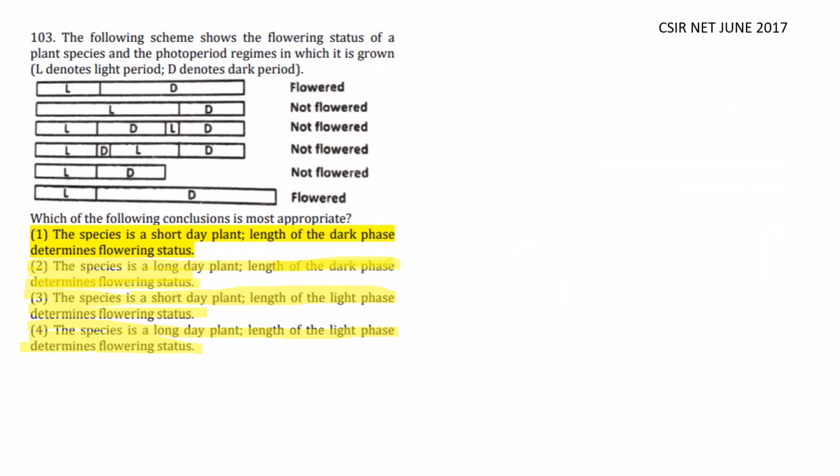So I think now it is clear for you. From the first status, second status, third status and sixth status, we can conclude that this is a short day plant. And from the fourth status, we can conclude that dark period determines flowering status. So the correct answer is option 1.